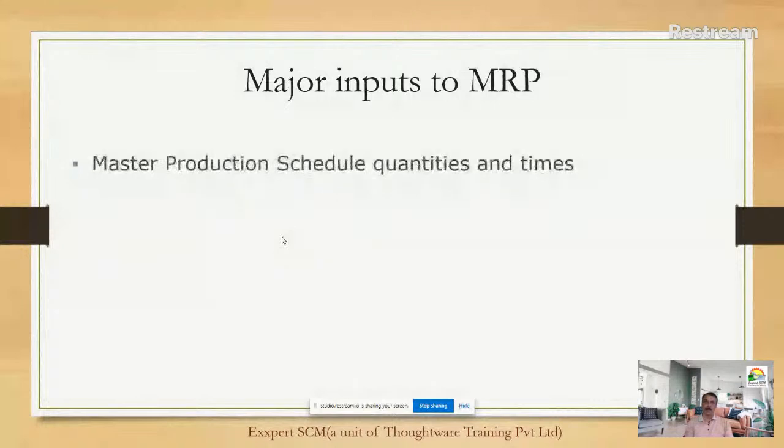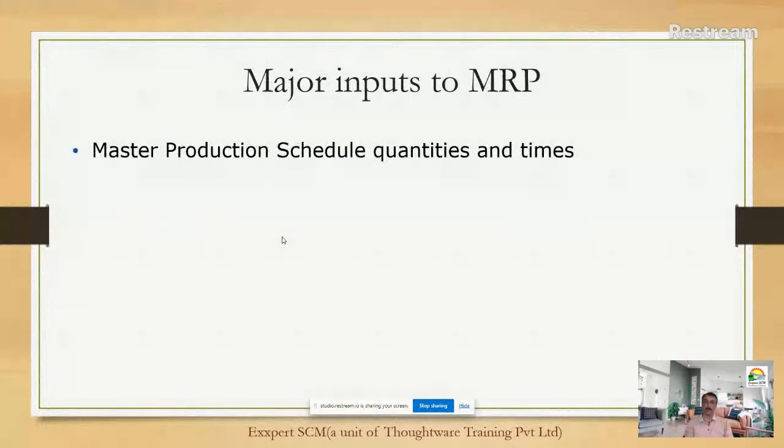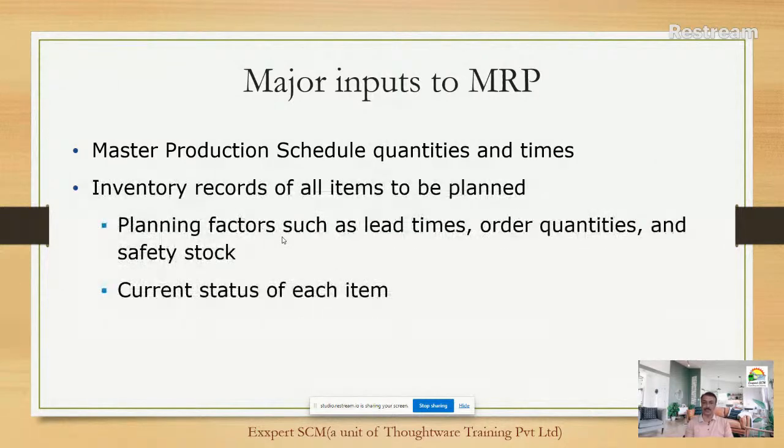As a major input, you have seen in the first slide, we were talking about the master production schedule, quantities, and the schedule that deals at a higher level, maybe the end product, whereas in MRP we are breaking that down. A term, exploding, is used in MRP. So here we need to have the details from the master production schedule.